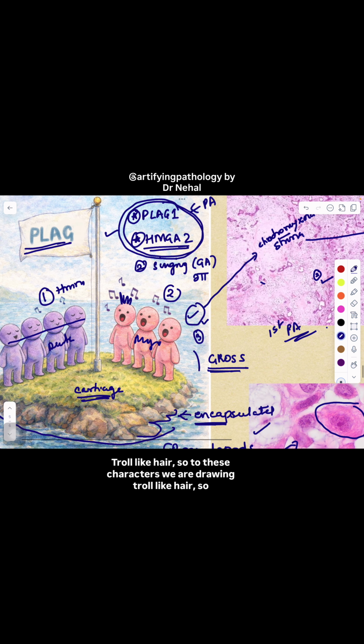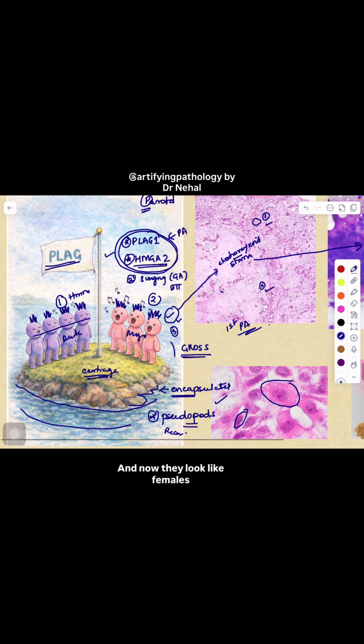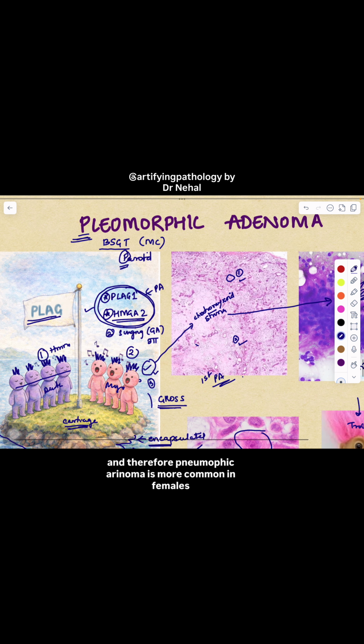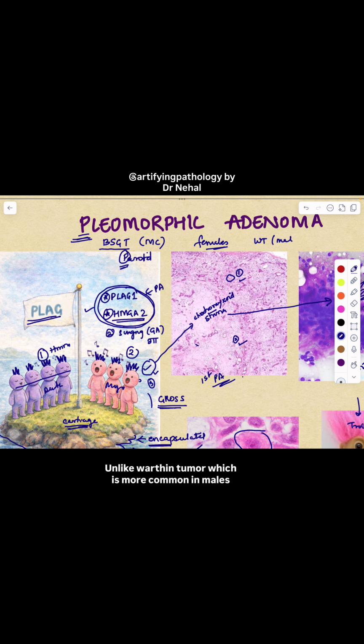Alright, then we have troll-like hair. So to remember that on cytology, Diff-Quik stain gives a fibrillar, metachromatic appearance to the stroma. And now they look like females. And therefore, pleomorphic adenoma is more common in females, unlike Warthin's tumor, which is more common in males.